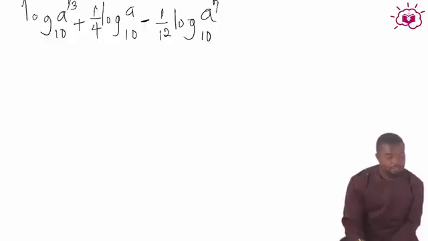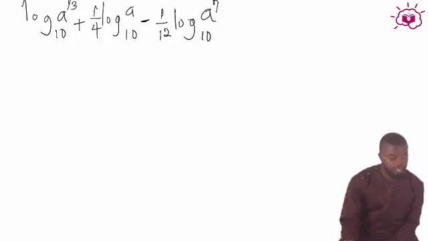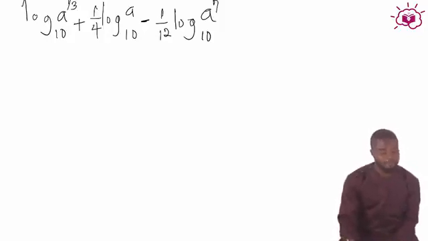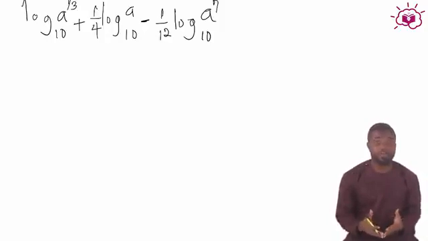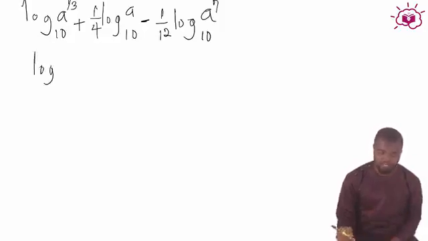Now the next question: simplify log a raised to 1 over 3 base 10 plus 1 over 4 log a base 10 minus 1 over 12 log a raised to 7 base 10. It's on your screen already. This will be easy. Since we have all of them in the same base, we can just bring them together. They are all in base 10. So bring them together.